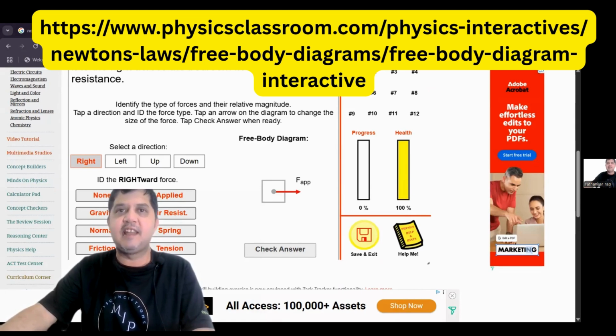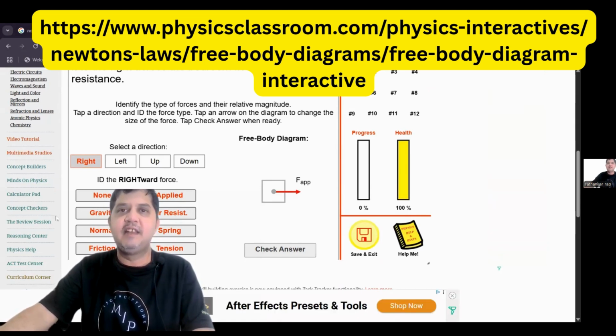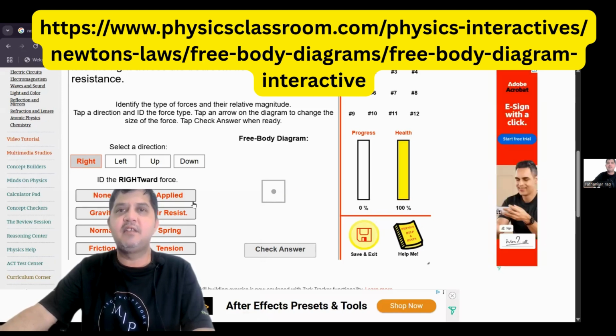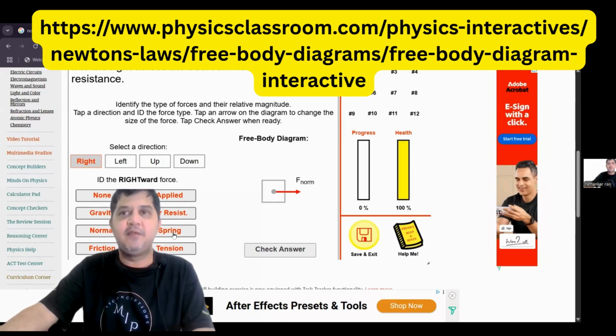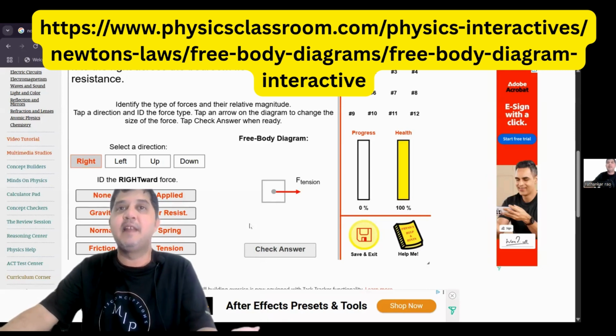Now the selected direction is the rightward force. Which is the rightward force? Is this the right one? Now you have none. Gravity we have done. Sorry, upward we have done. Gravity, is it the F gravity acting here? Is air resistance acting here? Is normal acting here? Spring force acting here? Friction acting here? Tension acting here? What is acting?